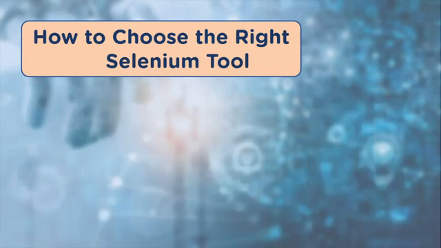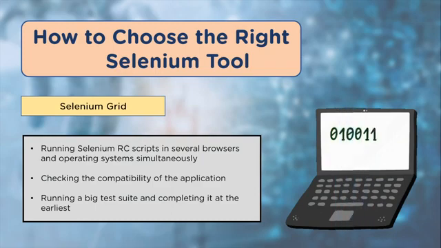Now, the second tool for which we shall see the reasons is Selenium Grid. Selenium Grid, as we learnt in the reasons for Selenium RC, is used to run Selenium RC scripts in multiple browsers and operating systems simultaneously. The grid is used to run a huge test suite that needs to be completed at the earliest possible time.